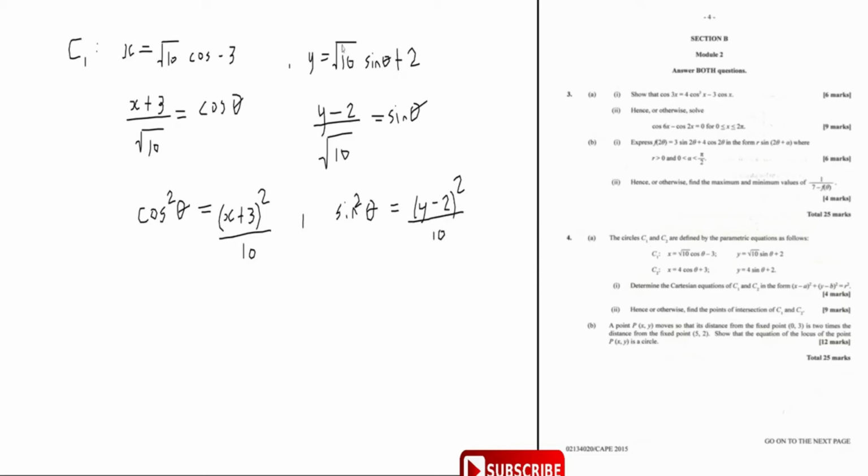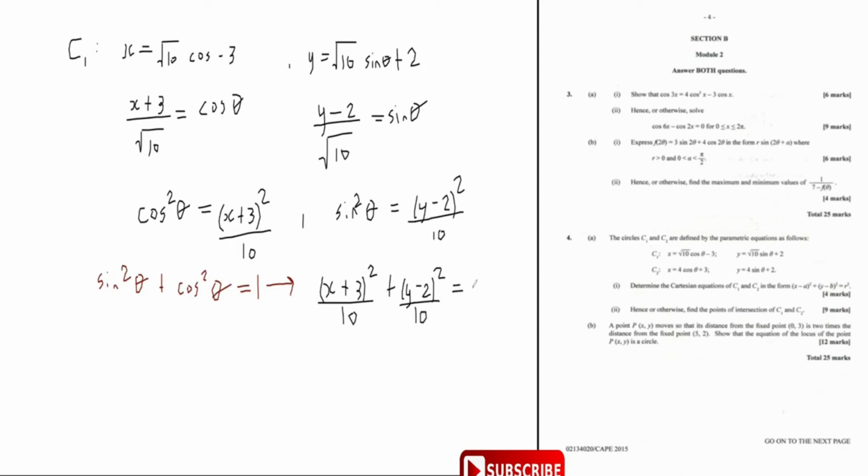But then what do we know? We know from AdMath days this identity: sine square theta plus cos square theta is equal to 1. Since we have an expression for cos square theta and for sine square theta, what that means is (x plus 3) square over 10 plus (y minus 2) square over 10 is equal to 1.